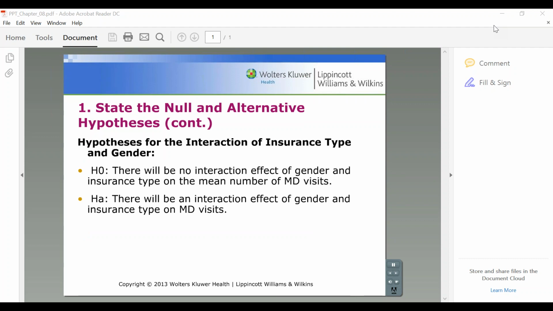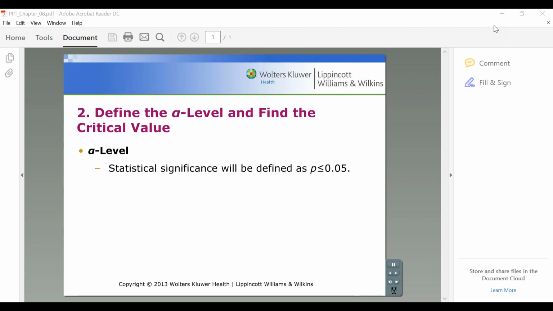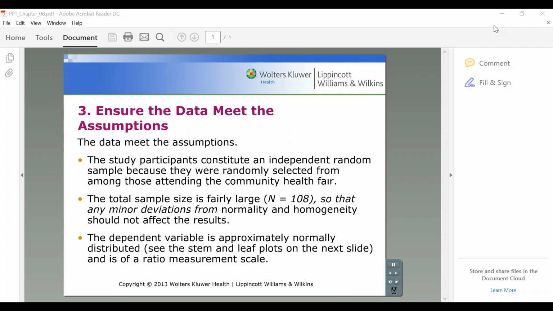And we also have to include our interaction. The null is that there's no interaction effect of gender and insurance type on the mean number of visits. And then, of course, alternatively, we would say there is an interaction. We always set our alpha level at 0.05 for these examples.